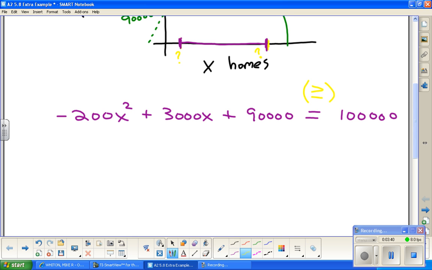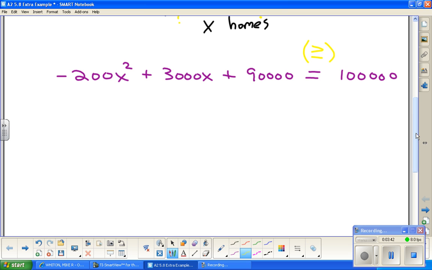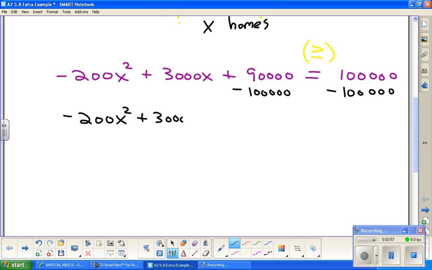We have a bunch of methods to solve these if they're equations. This one seems like a quadratic formula problem to me, just because of the size of the numbers. Factoring seems a little difficult. So let's get it set up equal to 0, so we can figure out what our a, b, and c are. So 90,000, if I take away 100,000, I'm left with negative 10,000. Just be careful with your zeros. Don't put an extra 0, and don't leave one out.